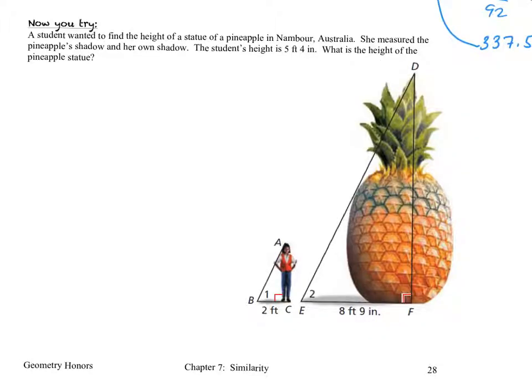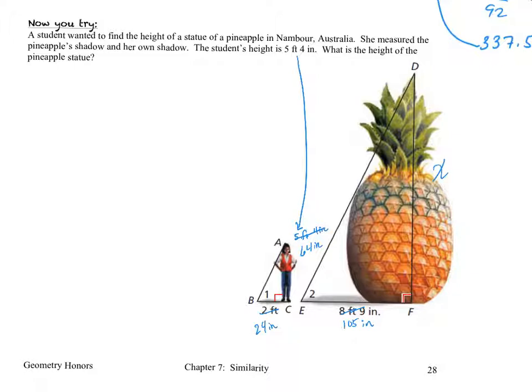So the now you try is really the same thing again. It says that the student's height is 5 feet 4 inches, so I'm just going to move that amount down. But again, we're going to make all of this just in inches, no feet. So the 5 feet becomes 60 plus 4, so she's 64 inches. 2 feet is 24 inches, we're just multiplying by 12 here. 8 times 12 is 96, plus 9 is 105 inches.